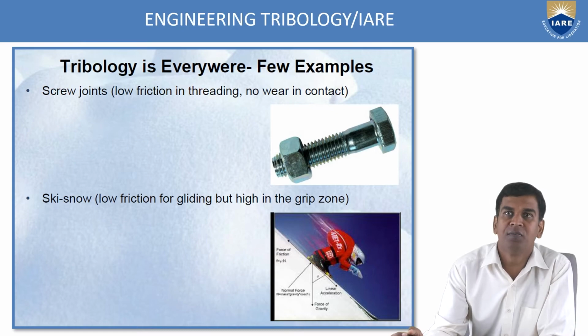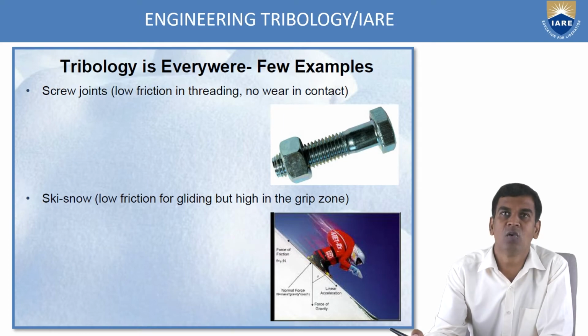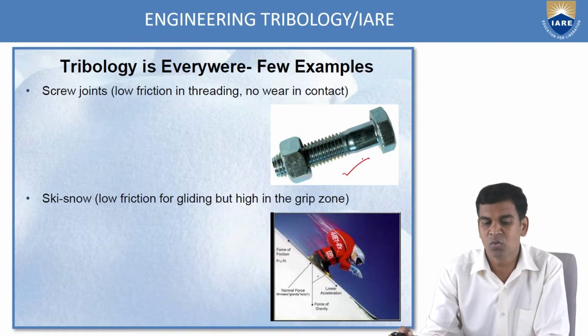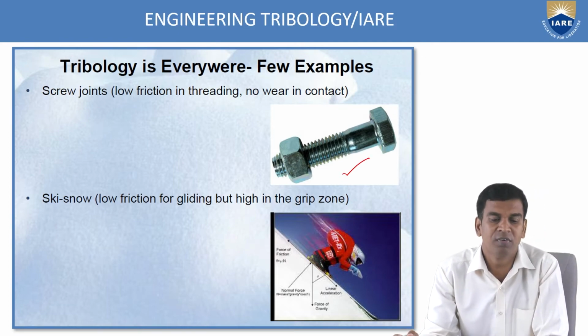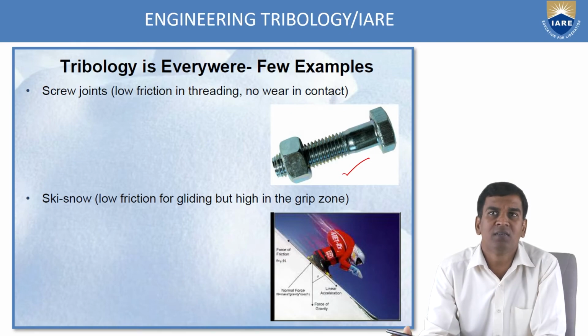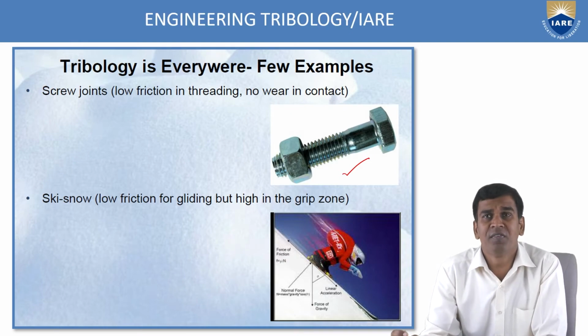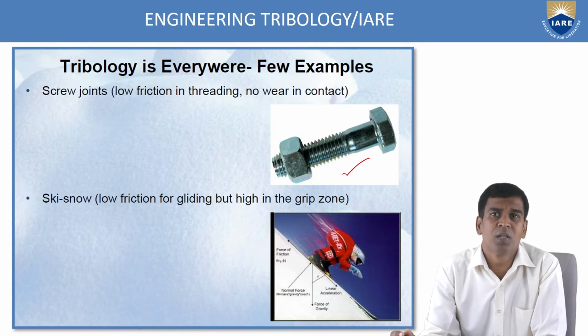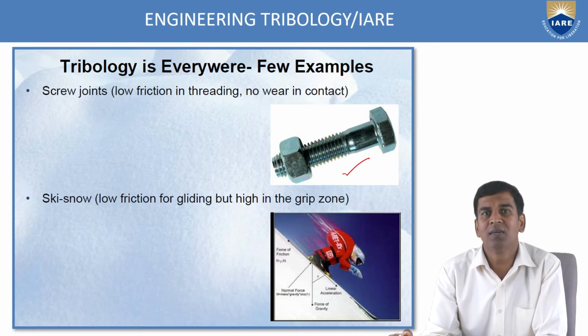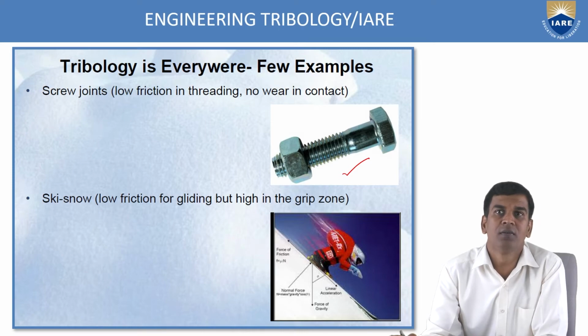We will see a few more examples. So you can see the screw joint, where low friction in the threading and no wear in the contact is required. You can see the nut and bolt example here. In the screw joints, the threading on the bolt we call the screw joint. Here low friction in threading is required, but no wear is required in the contact, because if wear occurs, the threadings will be worn away. As a result, there is a failure of the fastening joint, which will impact the mechanical efficiency of that joint.